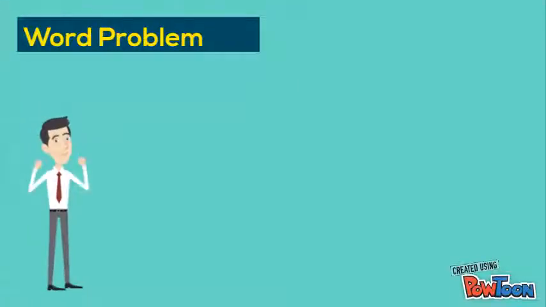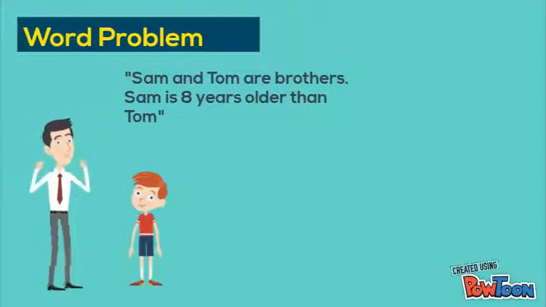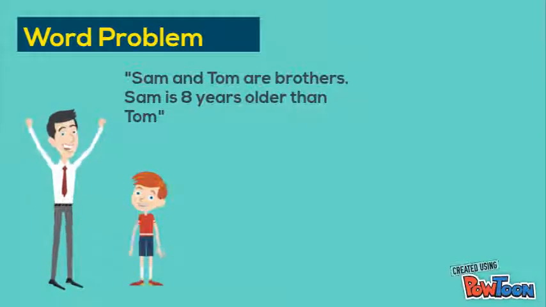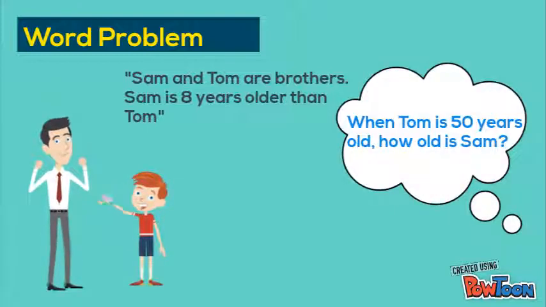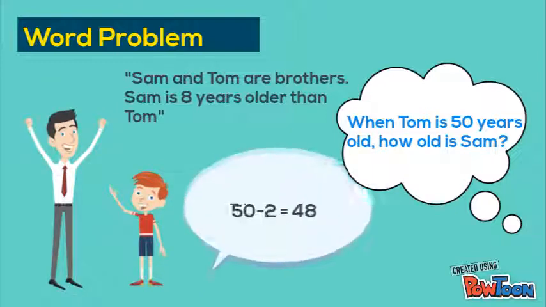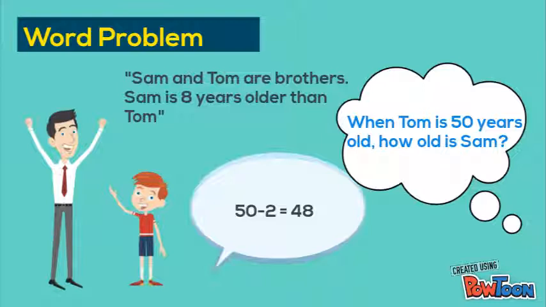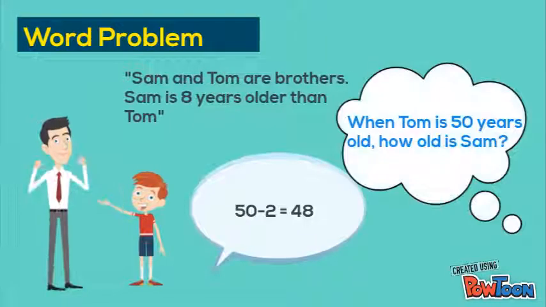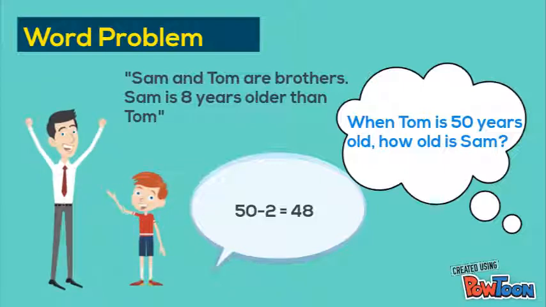Now let's solve a word problem by using a mapping diagram. Sam and Tom are brothers. Sam is 8 years older than Tom. When Tom is 50 years old, how old is Sam? Students will definitely know how to solve it using the arithmetic way, which is 50 minus 8 equals 42. But for those students who cannot visualize it, the mapping diagram will explain it very simply.